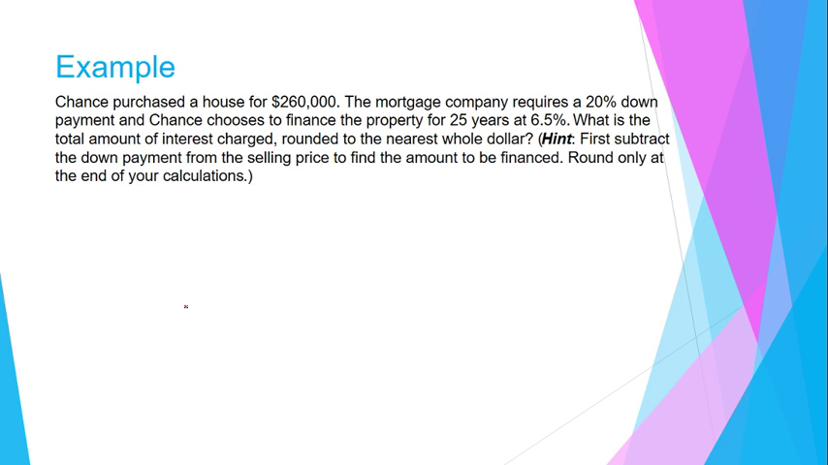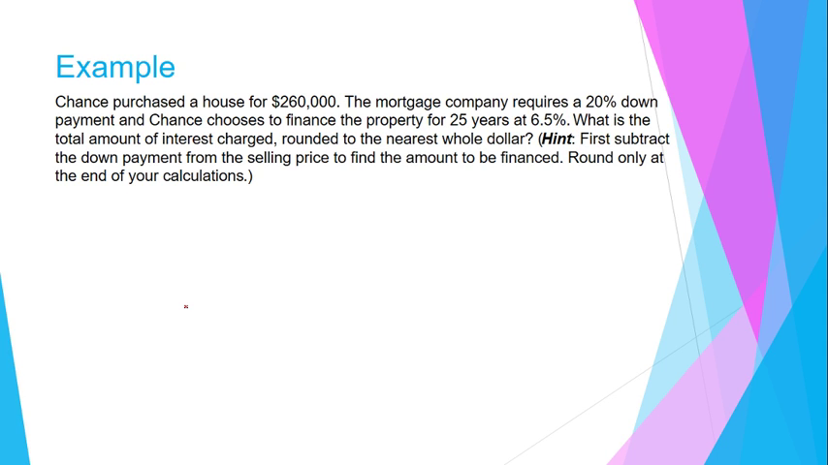Let's try another one. Chance purchased a house for $260,000. The mortgage company requires a 20% down payment, and Chance chooses to finance the property for 25 years at 6.5%.